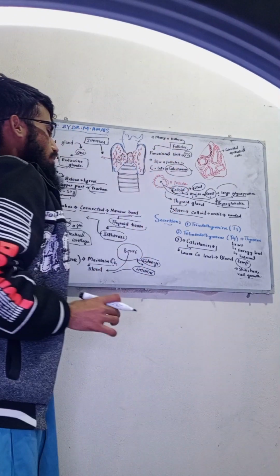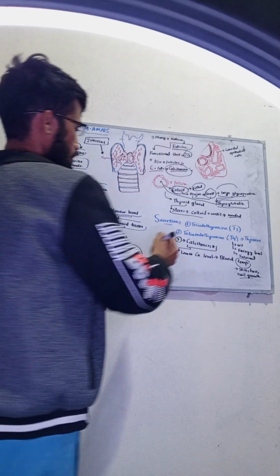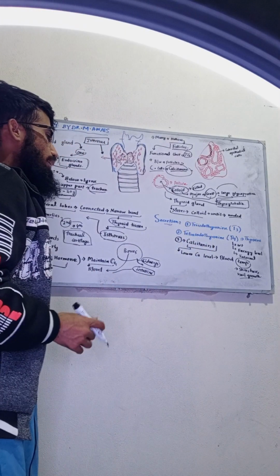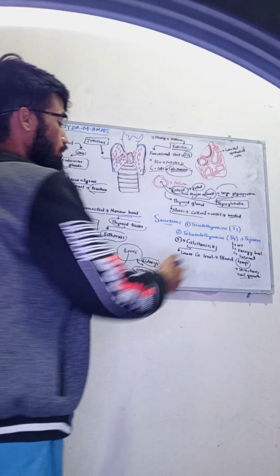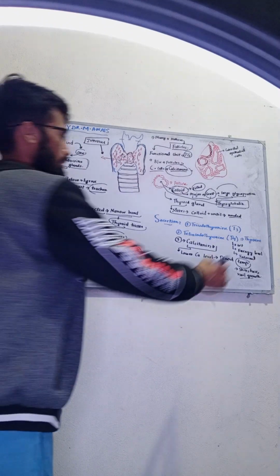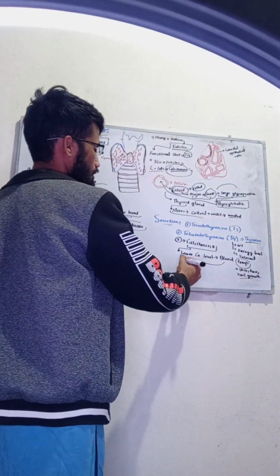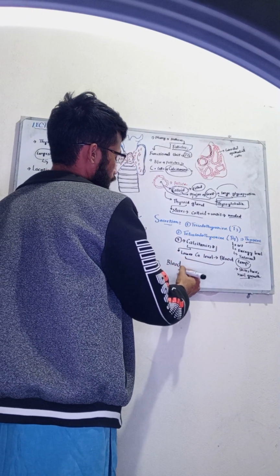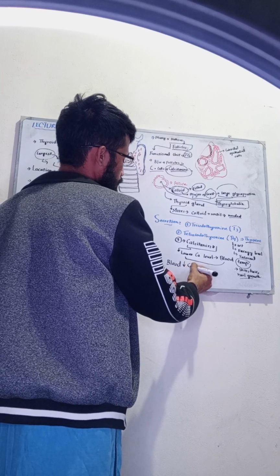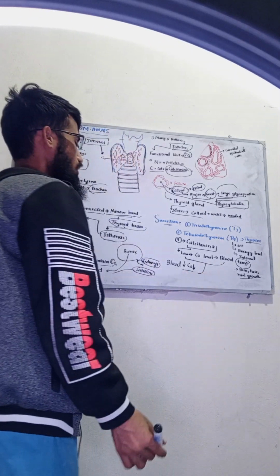Thyroid gland hormones. Thyroid gland secretes 3 hormones. One is triiodothyronine, T3. The second one is tetraiodothyronine, T4, also called thyroxine. And the third one is calcitonin, which lowers the calcium level in the blood. When there is a rise in calcium level in the blood, calcitonin lowers it.